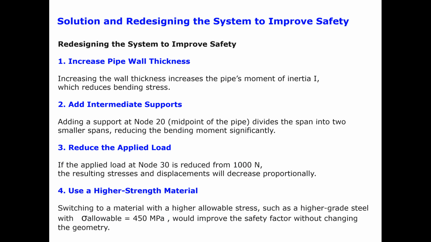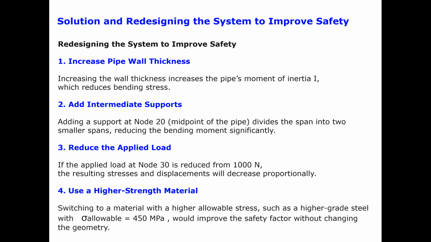Solution and redesigning the system to improve the safety. To increase the safety factor to an acceptable level, which is typically 1.5, it is actually the ratio of allowable to the calculated one, so it should be 1.5 times minimum. If it is beyond that, then the safety factor is more. If it is less than 1, it means this system is not safe. So we can explore the redesigning options.